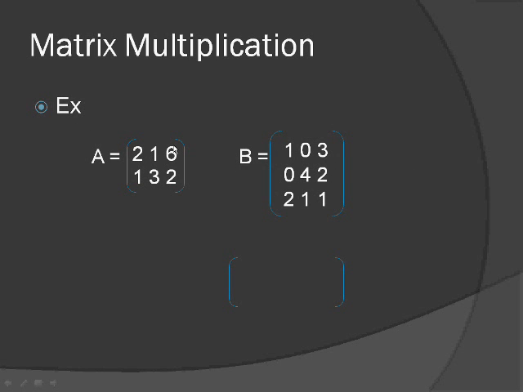Consider the following example. A is a 3 by 2 matrix. It consists of 2, 1, and 6, 1, 3, and 2. Now look at B. B is a 3 by 3 matrix. It consists of 1, 0, and 3, 0, 4, and 2, 2, 1, and 1. When we do multiplication, we will see.